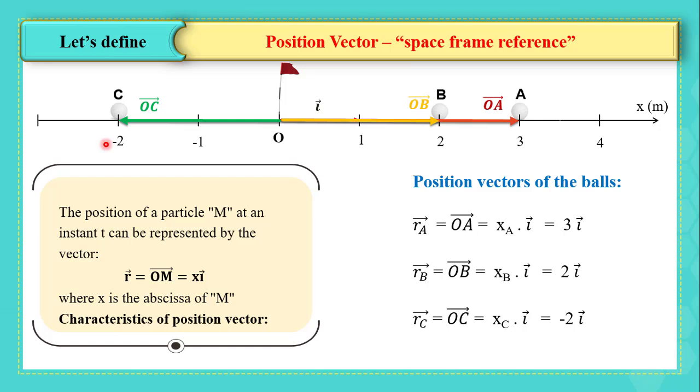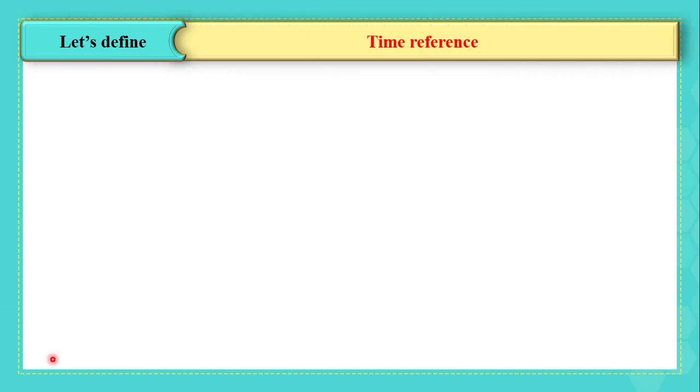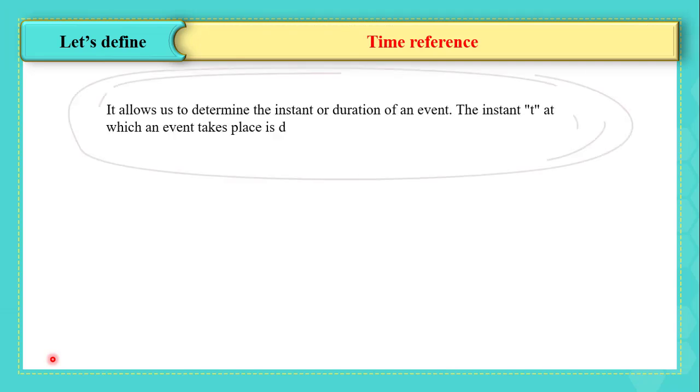Note that the negative sign indicates that the position vector of C is directed in a direction opposite to the positive chosen direction of the axis. Another reference which helps us in describing the motion of an object is the time reference. The time reference allows us to determine the instant or duration of an event.